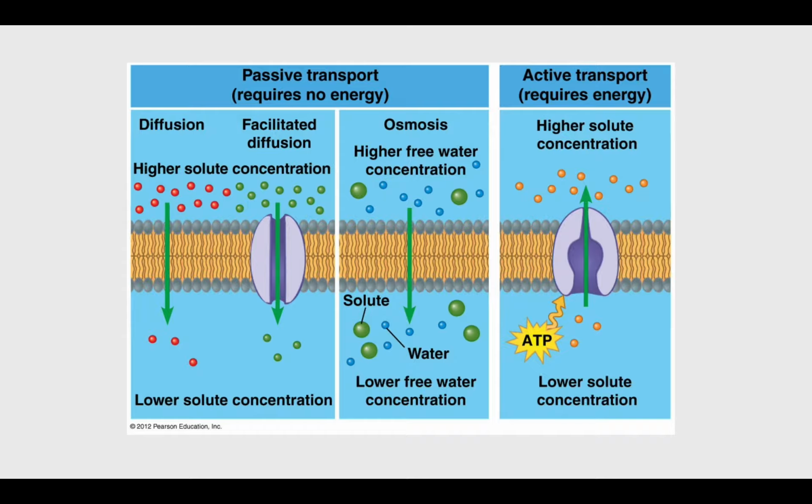Now I threw this image in here as just kind of a review. We have passive transport requiring no energy. That's diffusion, whether facilitated or simple. It's also osmosis. Osmosis does not require energy. Versus active transport, which requires energy, whether it's in the form of ATP or a gradient that was set up by using ATP as its energy.